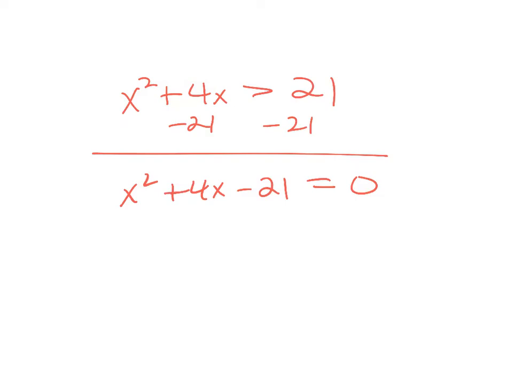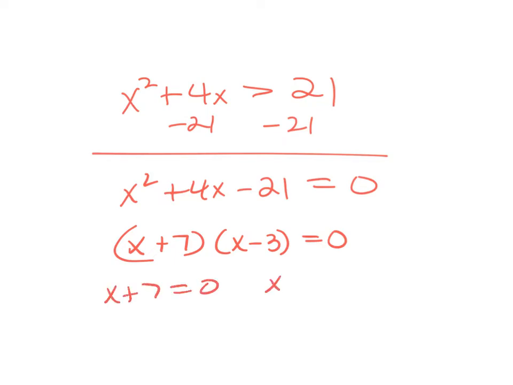I now need to factor it to get my cutoff points that are going to break up my intervals. So my factors of negative 21 that will give me positive 4 are going to be x plus 7 and x minus 3. I now need to set each of these factors equal to 0. So I'm going to subtract 7.